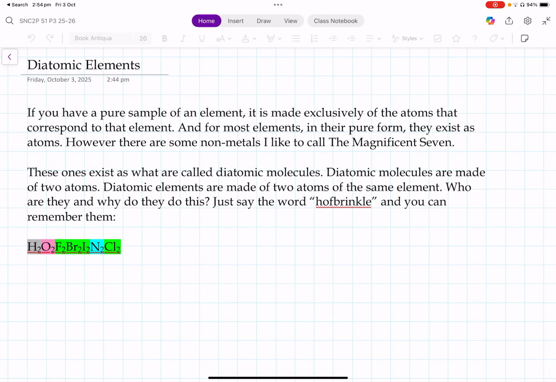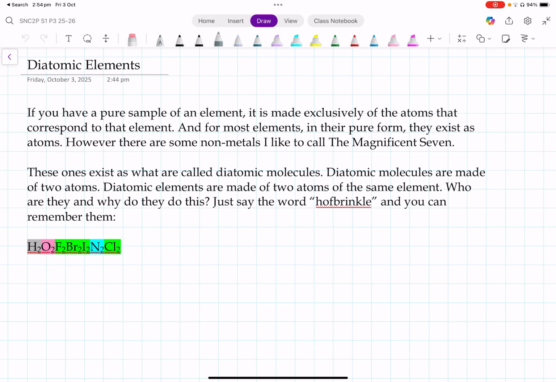This is a little recording about these things called diatomic elements. So on that balancing sheet, you might have noticed elements are by themselves represented as molecules. So we see this with hydrogen, oxygen, fluorine, bromine, iodine, nitrogen, and chlorine. And these I like to call the Magnificent Seven, right there. And I call them Magnificent Seven, well, because there's seven of them.